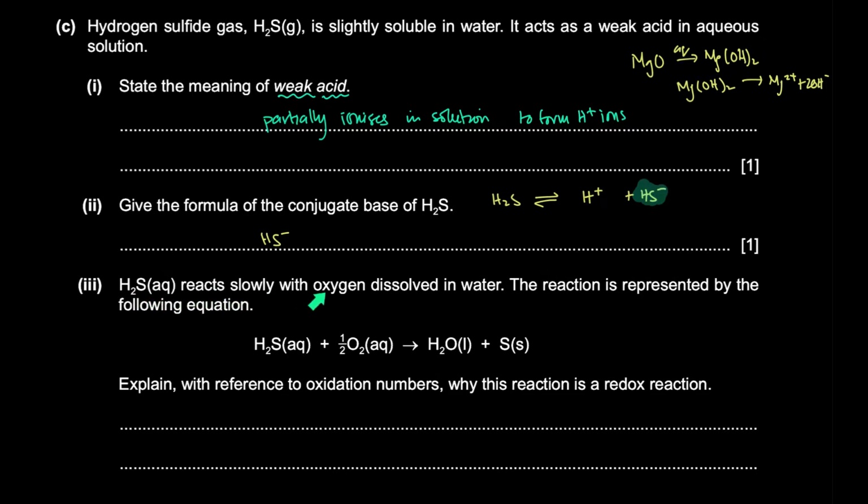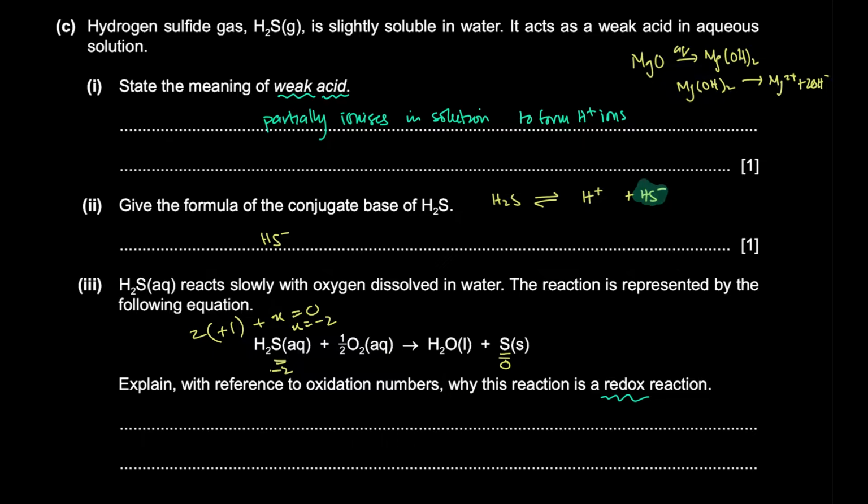H2S aqueous reacts slowly with oxygen dissolved in water. The reaction is represented by the following equation. Explain with reference to oxidation numbers why this reaction is a redox reaction. So my first question is, what substance over here is being oxidized? Sulfur is being oxidized here. The oxidation number of sulfur over here is, we know hydrogen is +1, so we have 2 times +1 and sulfur is, let's say, X, and that's equal to 0. So sulfur over here is -2, right?